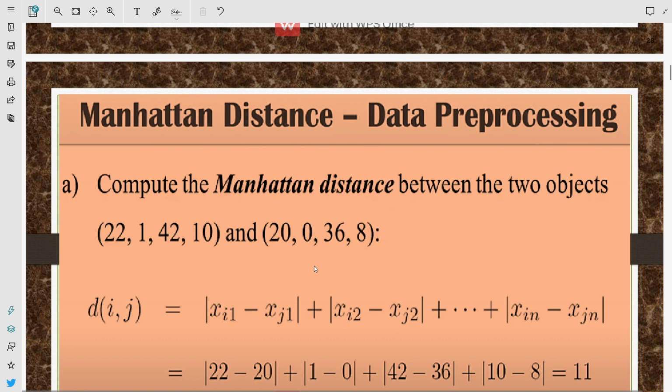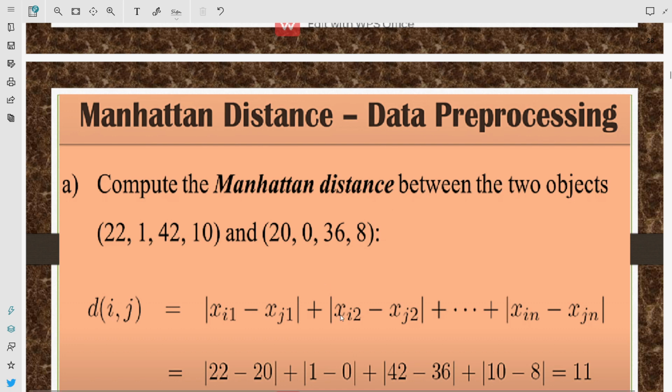Likewise you can find the Euclidean distance. I am not going to stress the Euclidean distance anymore, because we have discussed three examples on the Euclidean distance. That's why I am not going to stress these problems anymore.